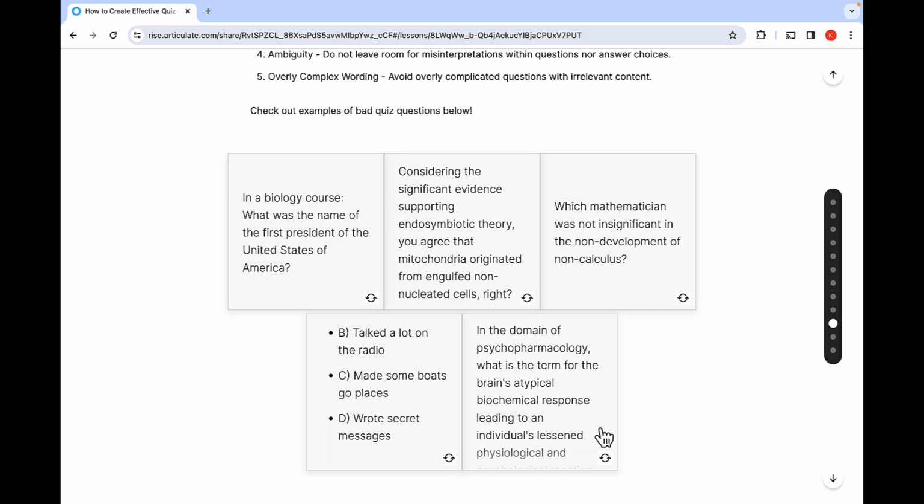In the domain of psychopharmacology, what is the term for the brain's atypical biochemical response, leading to an individual's lessened physiological and psychological reaction necessitating increased dosages of a substance to achieve the erstwhile effect as per the original consumption levels?